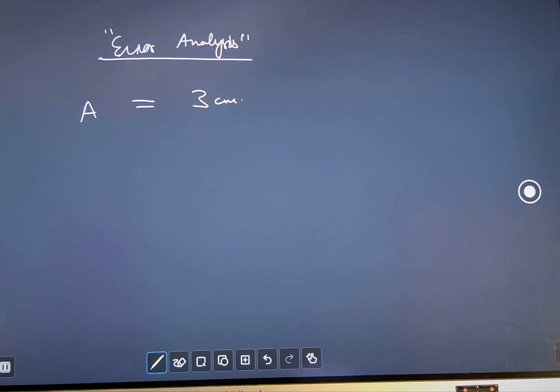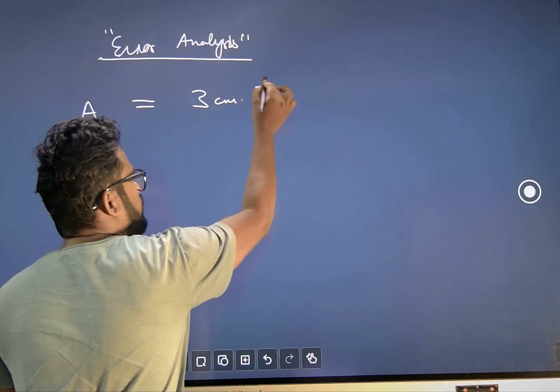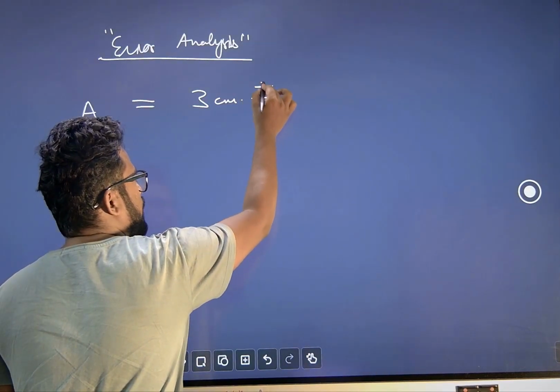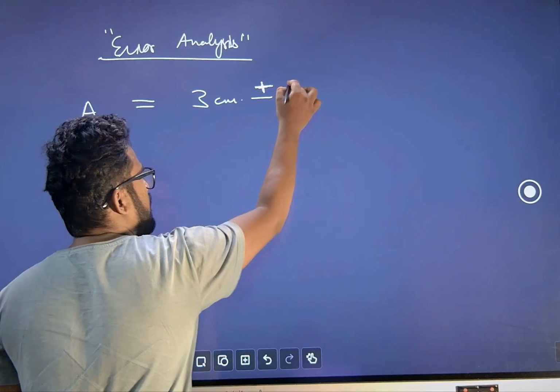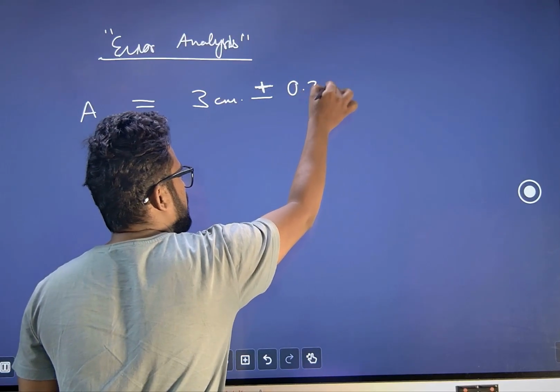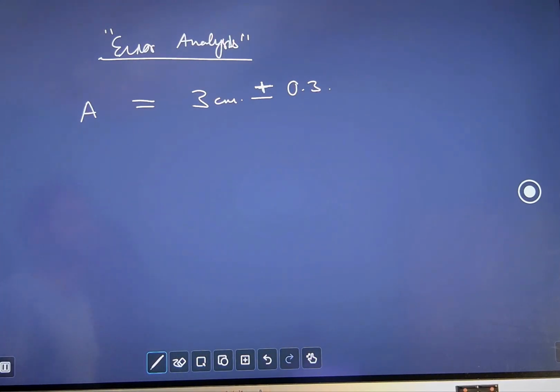Till now we were writing any physical quantity simply as A equals 3 centimeter. Now if you want to account for the error also, we will write it with the symbol plus minus. This plus minus represents error. Let's say the error is 0.3. That is how we write a quantity with error. So A equals 3 plus minus 0.3.